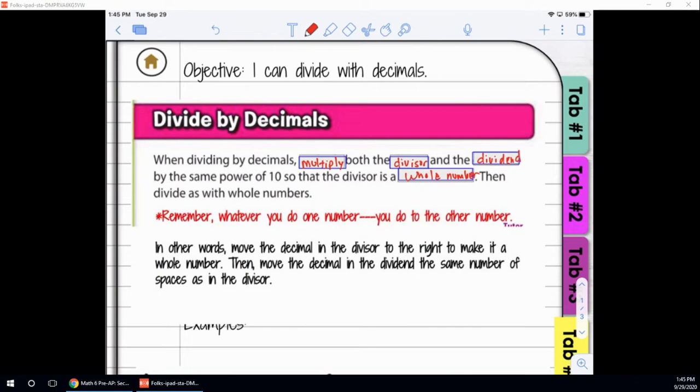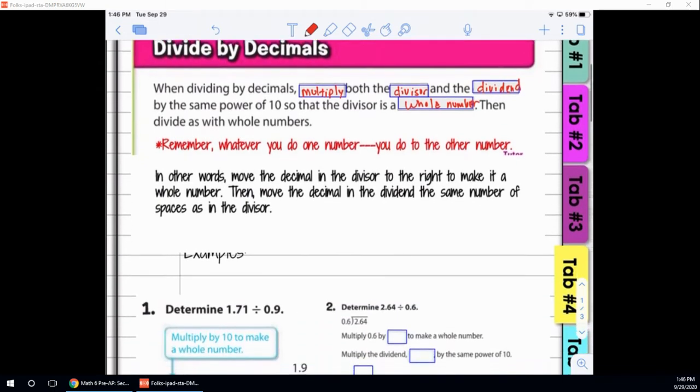But it's not fair just to change the divisor. You have to also change the dividend. So that's what this is saying, that what you do to one, you have to do to the other. In other words, move the decimal in the divisor to the right to make it a whole number. Then move the decimal in the dividend the same number of spaces as in the divisor. The reason is that when you multiply by 10, you actually move over a place value, and that's by moving the decimal over.